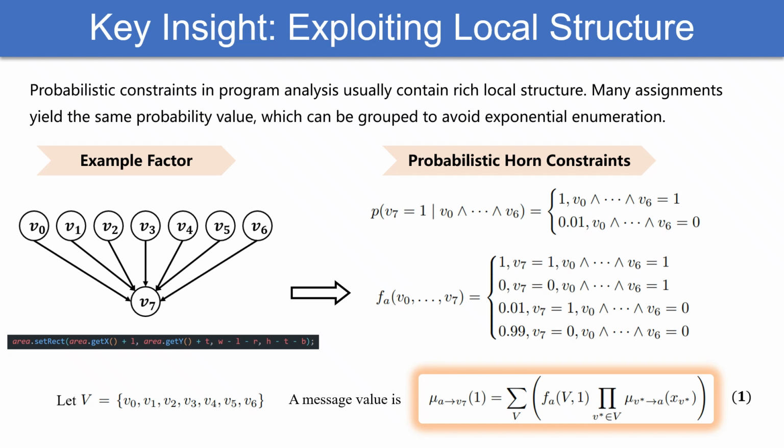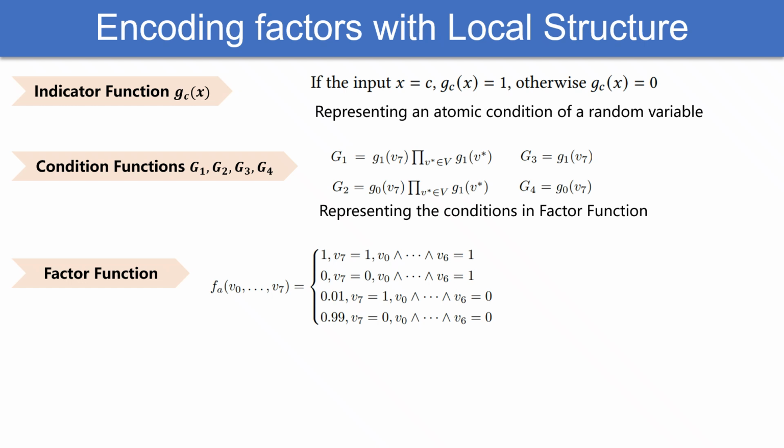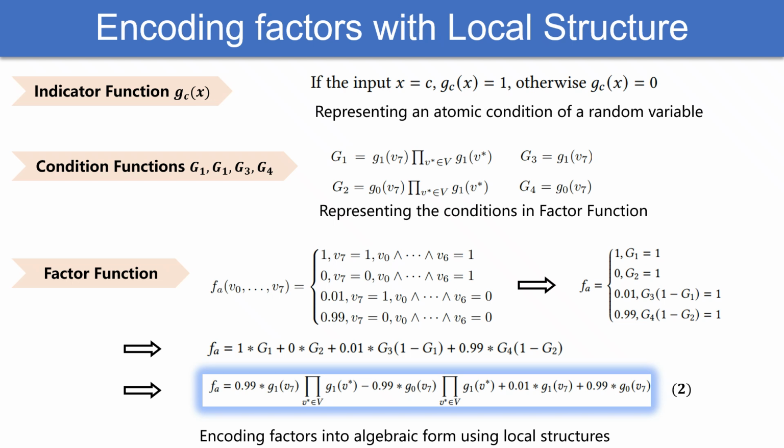In this case, let V0 to V6 be the set V. A loopy BP message value from the factor to V7 is calculated using this expression. To exploit local structures, we first need to introduce a series of indicator functions, G c x, to represent an atomic constraint for a random variable. If the input x equals c, G c x is 1, otherwise G c x is 0. Then we can introduce several condition functions G1, G2, G3, and G4 to represent the conditions in the factor function. Each condition represents a term in the factor function. As a result, we can transform the factor function into this, and then transform it into this aggregate expression because these four terms are mutually exclusive.